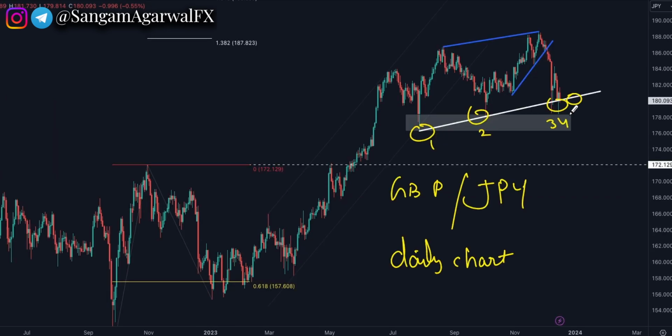You can see strong trend line on GBP JPY daily time frame. So this is your big dynamic support level. Wait for breakout of trend line. On retest you will sell and target 172.